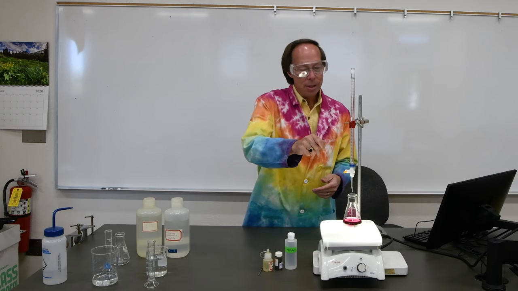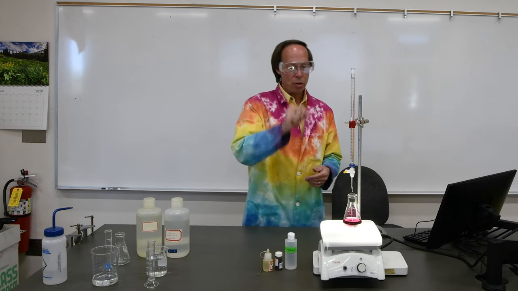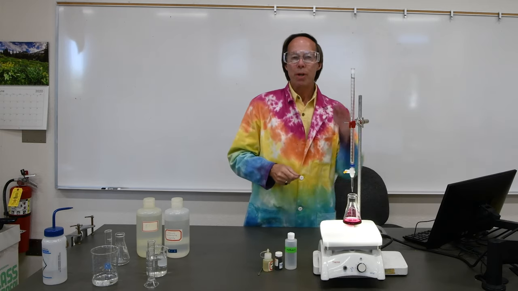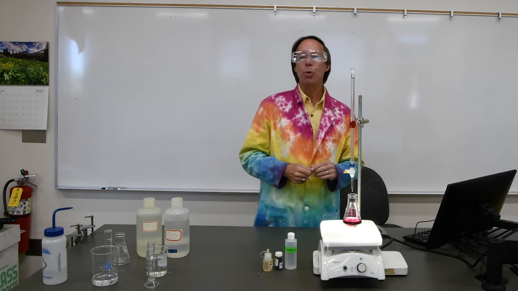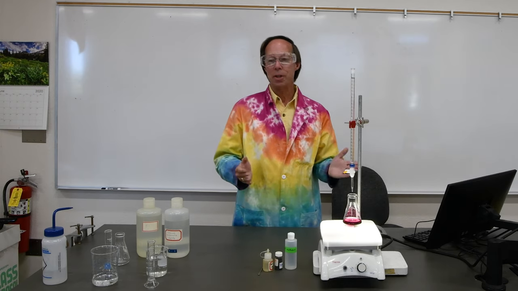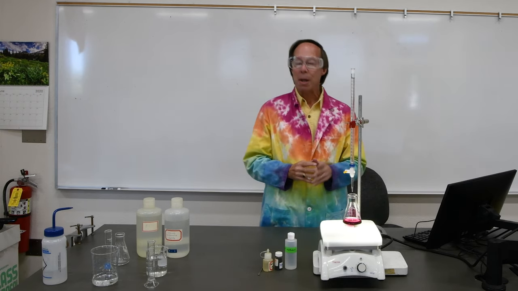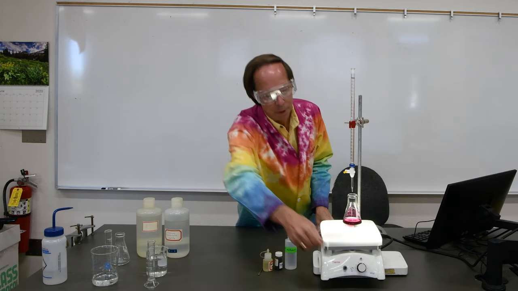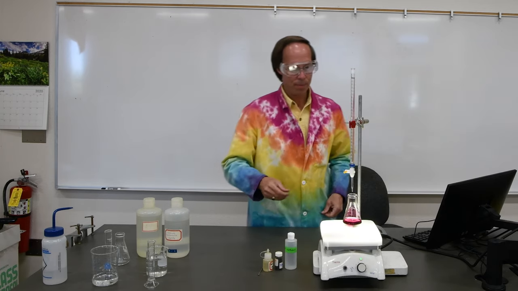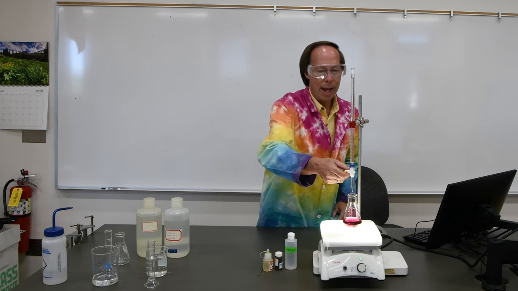I'm going to add the EDTA pretty quickly, and as soon as I see the color change, I'll turn it off. And of course, at that point, we will have overshot a little bit, but at least we'll have an idea of where the end is going to take place. And then in the next trial, we'll sneak up on that one drop at a time. So let's go ahead and turn on the stirrer. And we'll just start adding the EDTA rapidly this time.